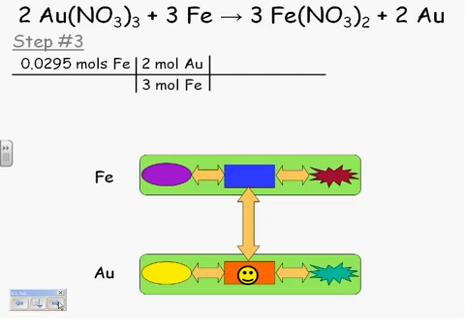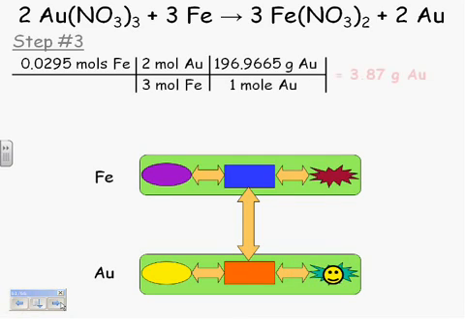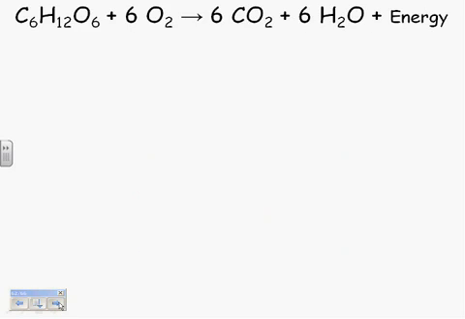Now I want to go into a mass of gold, so I need to use the molar mass of gold. For every 1 mole of gold, I get 196 grams. And so when we mix those two reactants together, we can expect to make 3.87 grams of gold. Because this isn't a 1-to-1 reactant ratio, that's what makes this a little bit more difficult. Once you figure out which is the limiting reactant, all limiting reactant problems are the same. But figuring out the limiting reactant in these problems can be a little difficult.